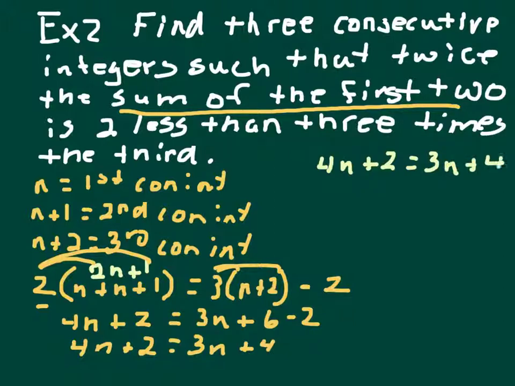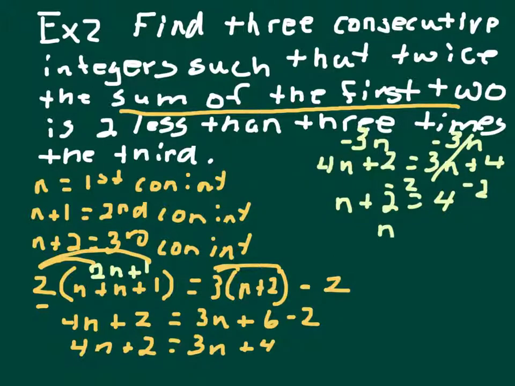Now I'm going to pick on the small one. I'm going to pick on the small variable, which is 3n. What could I add or subtract to 3n to cancel it? Well, subtract 3n. And on the left side now I have 1n, or just n, plus 2 equals 4. Right, they're adding 2, subtract 2, so n equals 2.